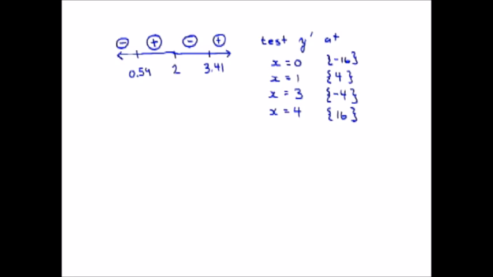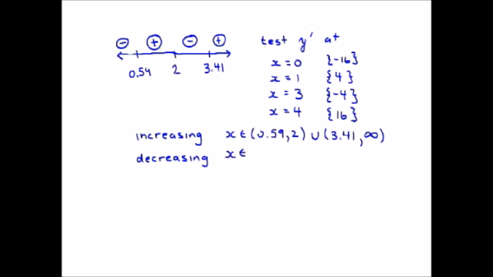So now I can conclude where the function is increasing and where it is decreasing by looking at this number line, remembering that it's increasing when my first derivative is positive. Therefore, it is increasing when my x values go from 0.59 to 2 in union with 3.41 to infinity, and the function is decreasing when my x values go from negative infinity to 0.59 in union with 2 to 3.41. The next thing I have to do is determine if I have any points of inflection.